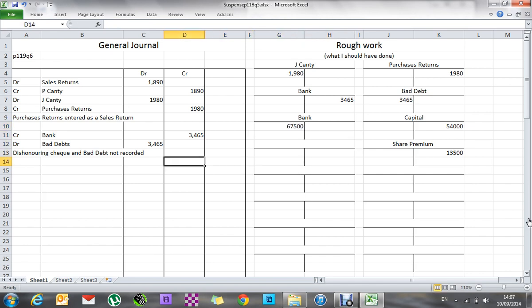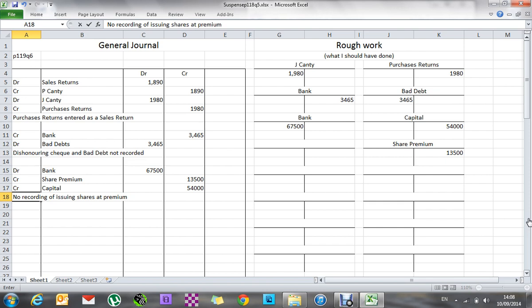And I can put that straight over here. So we have debit bank 67,500, and then we have credit share premium, and that's the 25%, which is 13,500, and then we're going to have 54,000 in the capital account, and that's going to be credit. So no recording of issuing shares at premium.